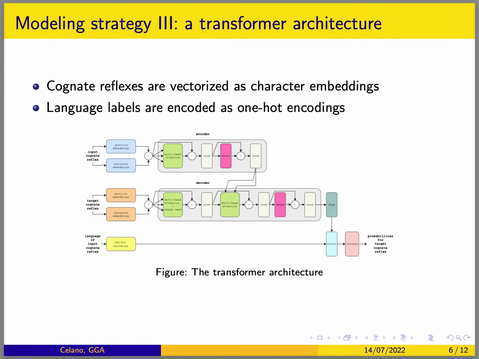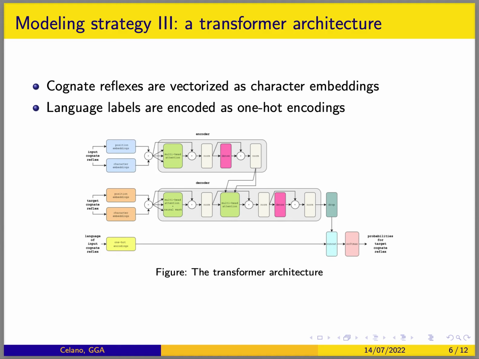I propose to use a transformer. As the image shows, it consists of 2 components, an encoder and a decoder. The input for the encoder are the cognate reflexes used as predictors after being vectorized as character embeddings. Their positional embeddings are also computed in order to incorporate the positional information of each character into the model. Indeed, the transformer architecture does not process the characters through recurrent layers, so positional embeddings are a way to encode positional information into the model.